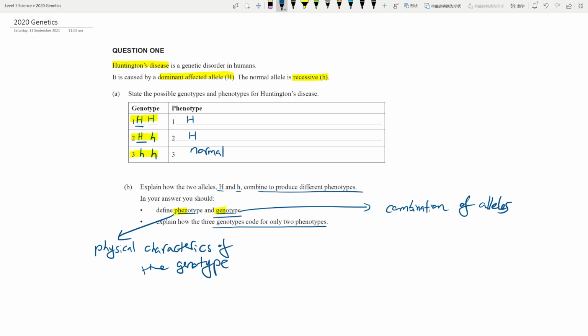We can't see the genotype because that's in your blood, in your genes, in your cells. The phenotype is what is physically being displayed. And explain how three genotypes code for only two phenotypes. You just need to explain that the H, which is the dominant allele, is dominant over the recessive allele. Therefore, whenever you have at least one capital H, you're always going to have Huntington's disease. But if you have homozygous recessive, where both alleles are the recessive allele, then you have the recessive trait.